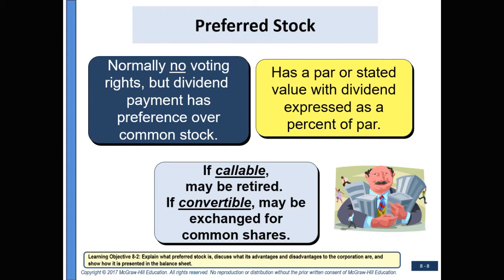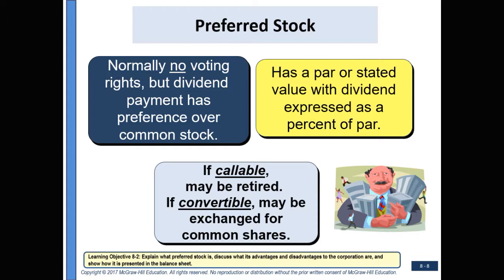You could almost think that they trade a little bit of their rights so that they can have a higher sense of security almost. Some of those rights are that typically preferred stock doesn't have voting rights, but preferred stock always has a preference over common stock when dividends are declared.